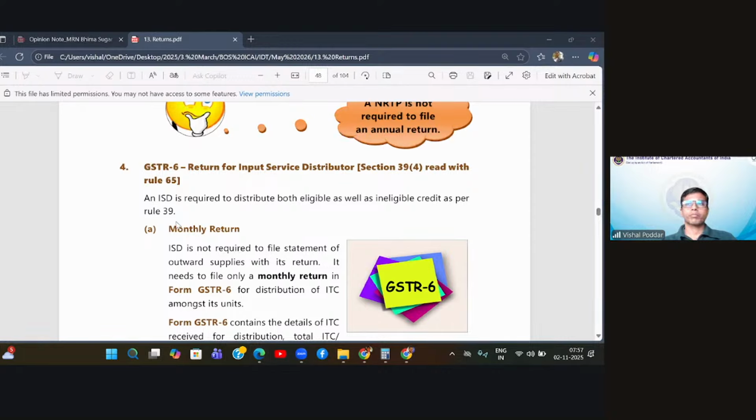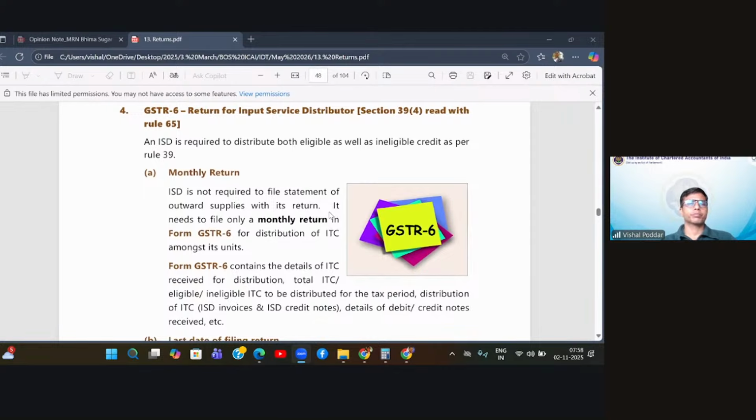GSTR 6 return for input service distributor. An ISD is required to distribute both eligible as well as ineligible credit as per Rule 39. Monthly return. ISD is not required to file statement of outward supplies with its return. It needs to file only a monthly return in Form GSTR 6 for distribution of ITC amongst its units.